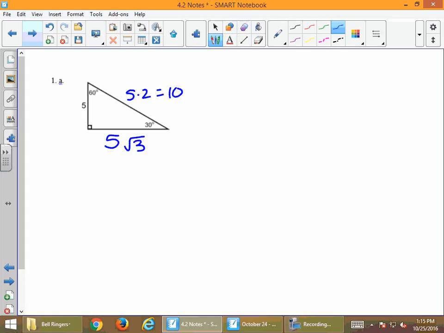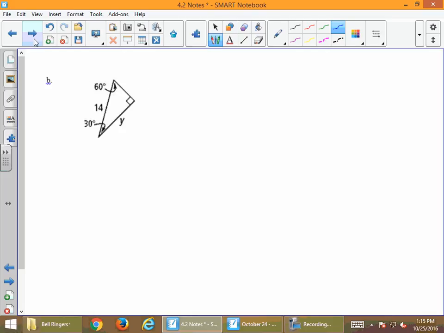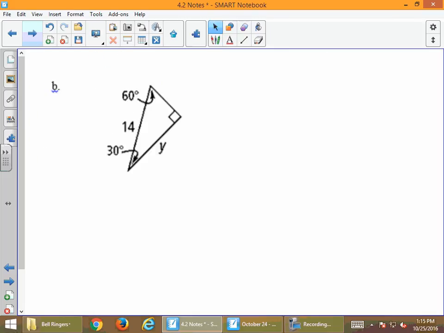Questions? If we look at these, again, identify which piece you were given. Were you given a short leg, long leg, or hypotenuse? Hypotenuse. How do we know it's a hypotenuse? On your side, Sandra?